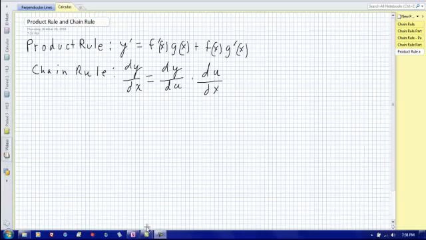Okay, now we're going to take a look and see we might have to use more than one of these rules at a time. Quick refresher. Here at the top of the screen is the product rule. The derivative of y is equal to the derivative of the first function times the second function plus the first function times the derivative of the second function. In the chain rule, which we've been practicing the last few times, the derivative of y is equal to the derivative of y with respect to the inner function times the derivative of the inner function with respect to x.